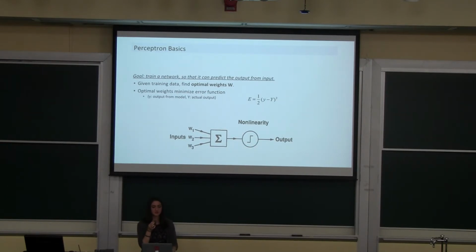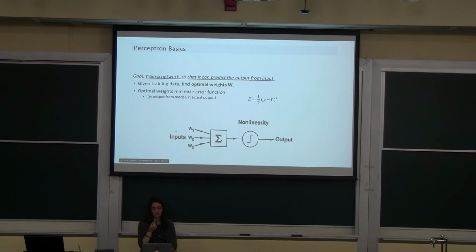A perceptron is applied to computational neuroscience, but it can exist outside the realm of the neural network. The goal here is to train a network so that it can predict an output from a given input. That's supervised learning. As Andy said, you know the expected output, and then you can derive the optimal weights to produce that output. To do that, you use an error function, which takes the difference between the actual output and the output from the model. The goal is to choose weights that minimize this error function.